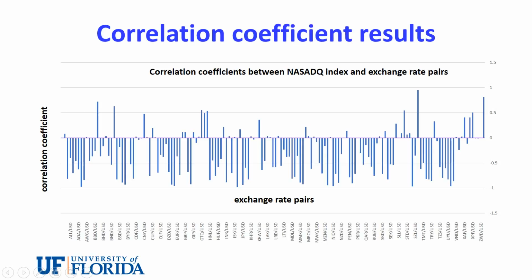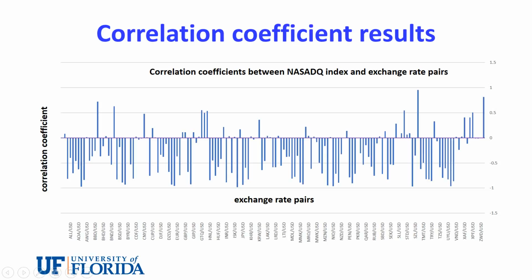For example, the correlation coefficient between THB2USD and the Nasdaq index is about 0.95, and UZS2USD and the Nasdaq index is about minus 0.96.